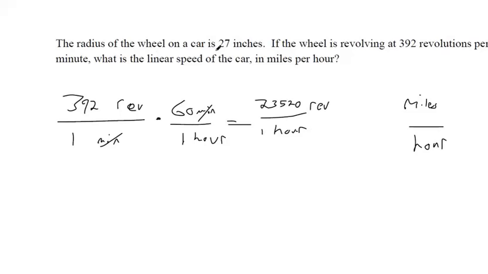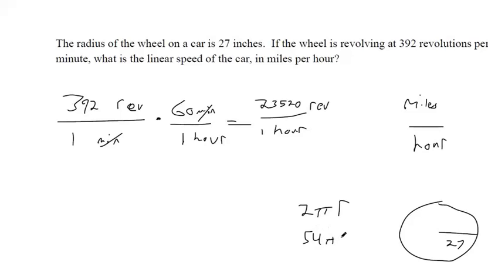The radius is 27 inches. So what's the circumference of this wheel? If the radius is 27 inches. Well, the circumference of a wheel is 2 pi r. So circumference of a circle, I should say, not just a wheel. But a circle is 2 pi r. So if you plug 27 in there, you got 54 pi. That's 1 revolution. 54 pi inches is 1 revolution.